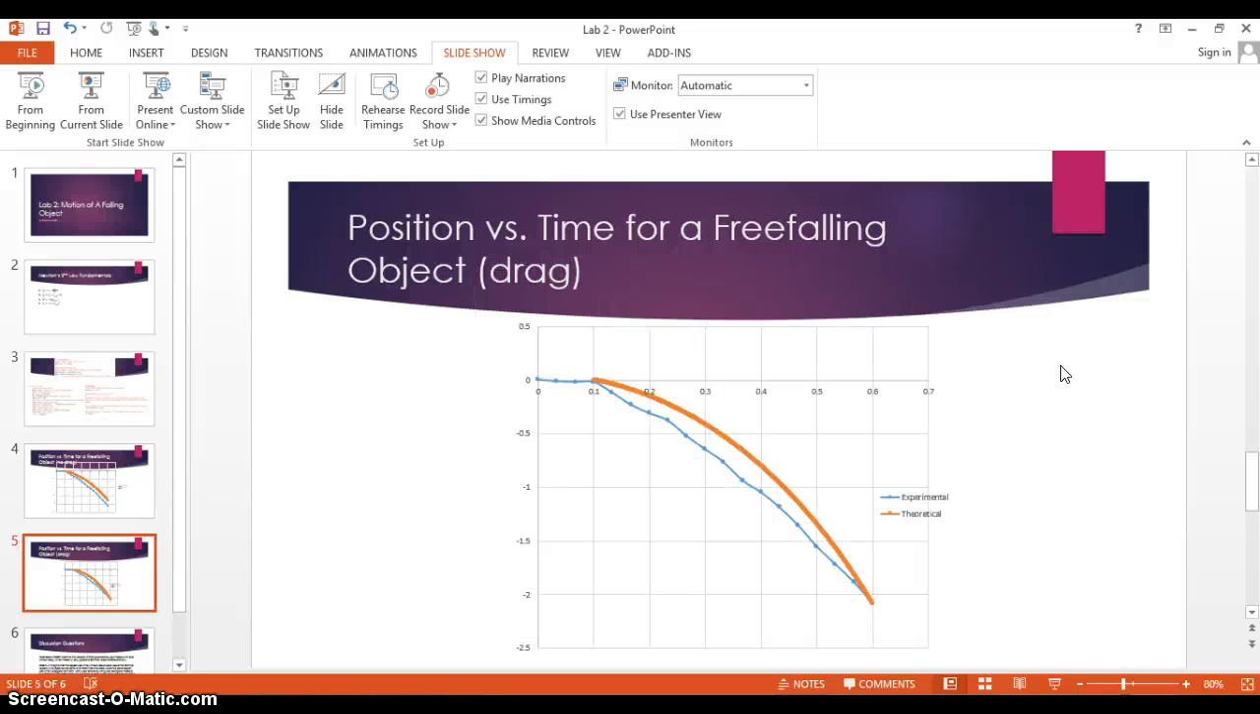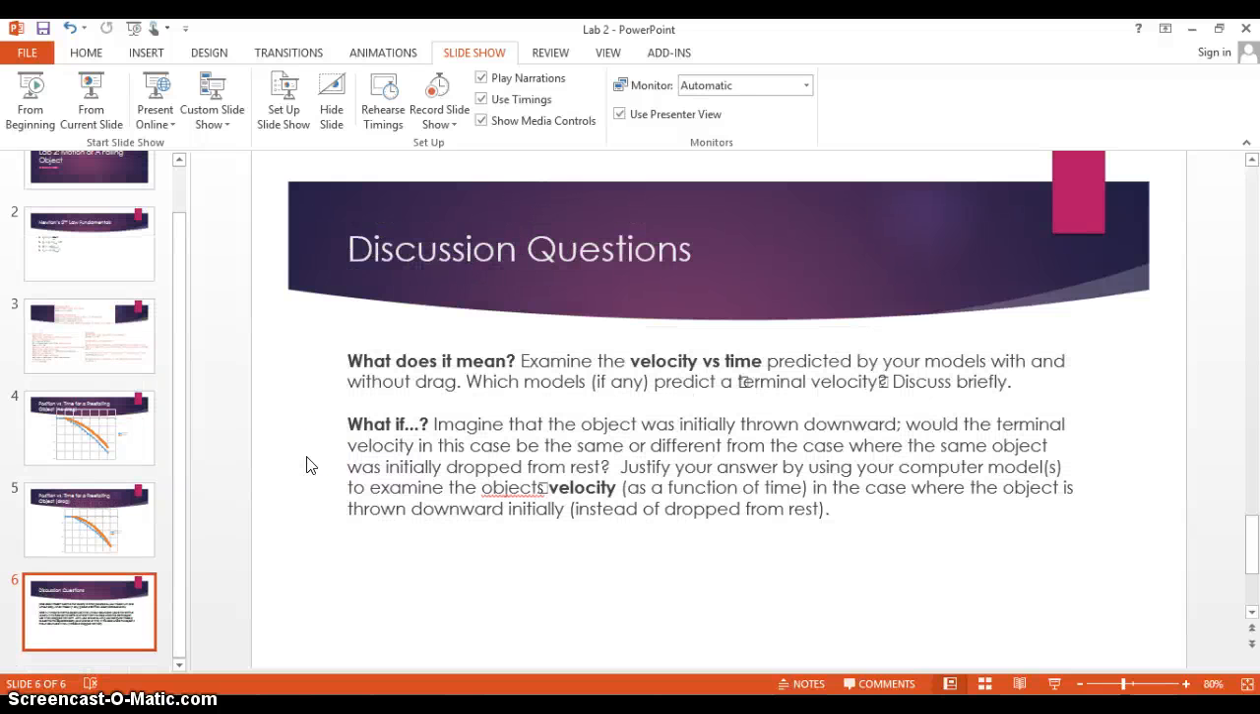Here in the position versus time for my free-falling object with drag, I selected the value of the proportionality constant with the interest of having the theoretical data in the same position as the experimental data. That's why there's less error in this model, but there is still quite a bit of error. Now let's take a look at our discussion questions.